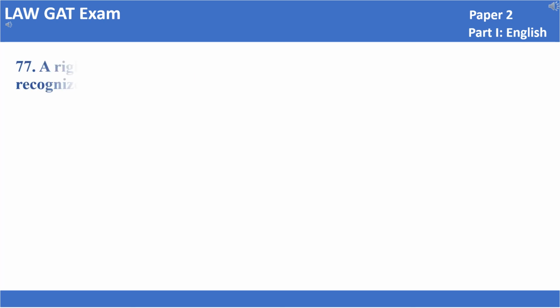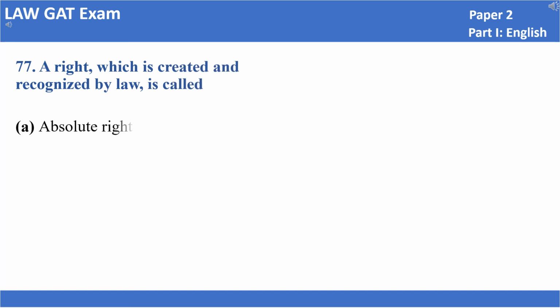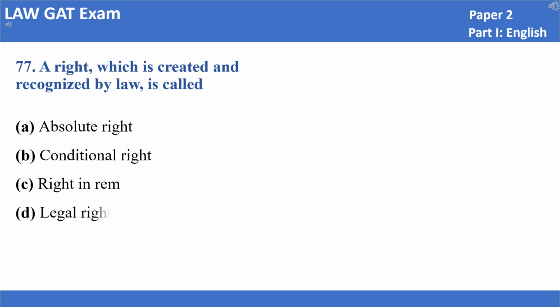A right which is created and recognized by law is called option A, absolute right. Option B, conditional right. Option C, right in rem. Or is it option D, legal rights? The correct answer is option D, legal rights.